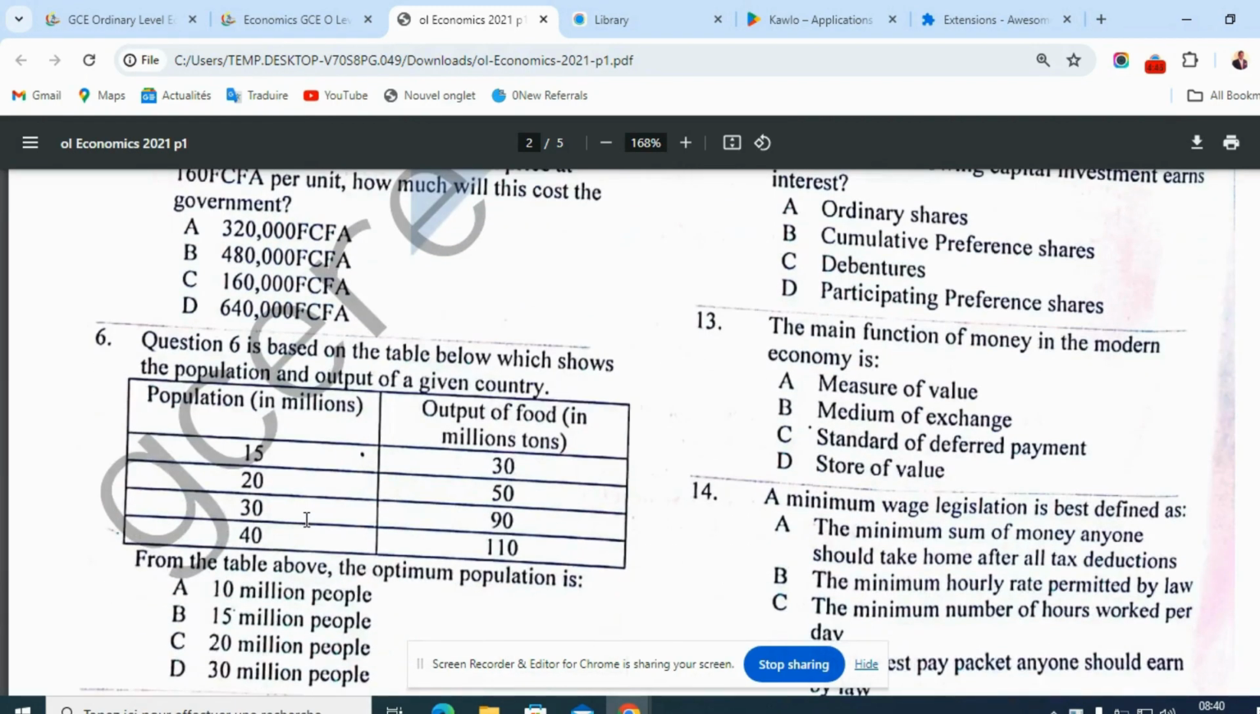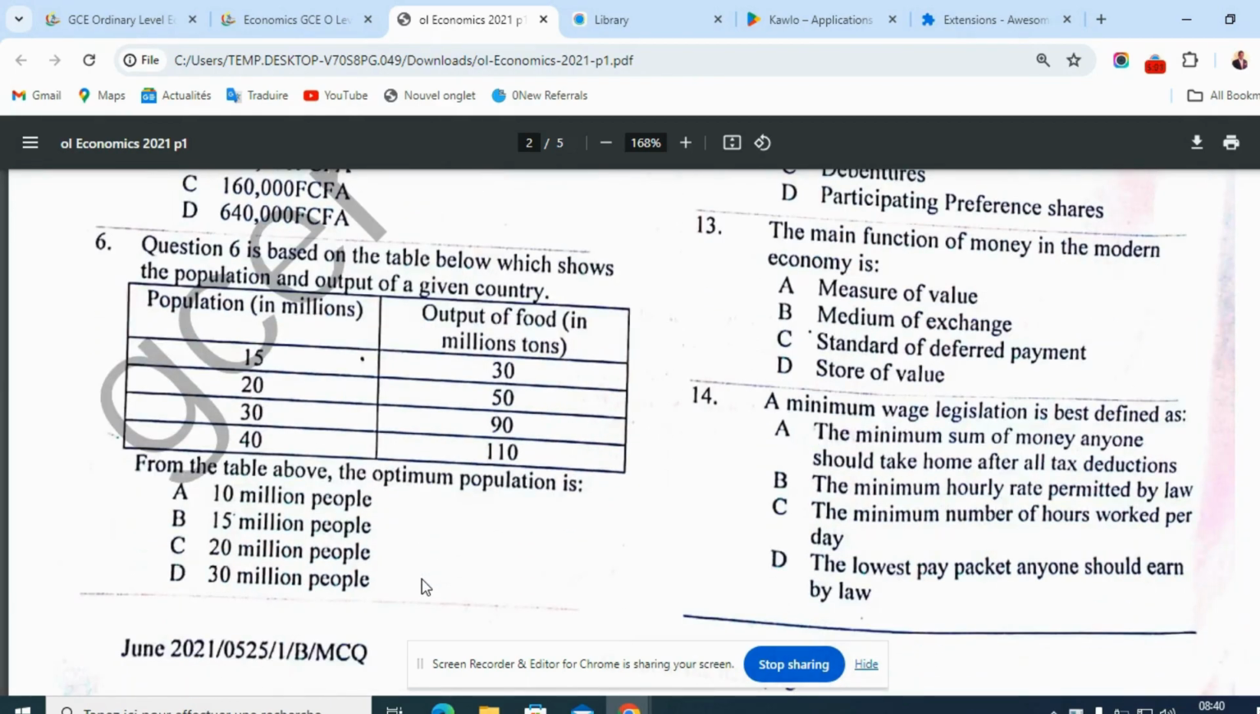Now question 6. Question 6 is based on the table below, which shows the population and output of a given country. Now, population in millions and output of food in millions of tons.